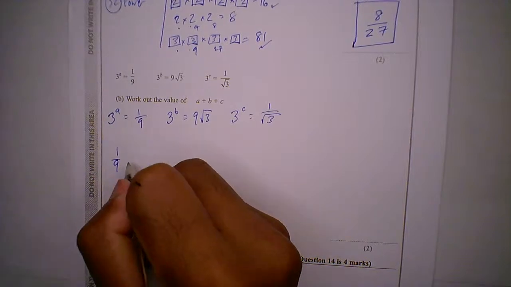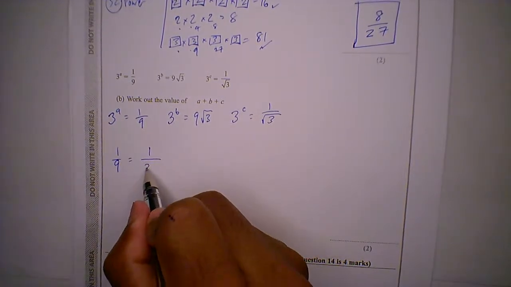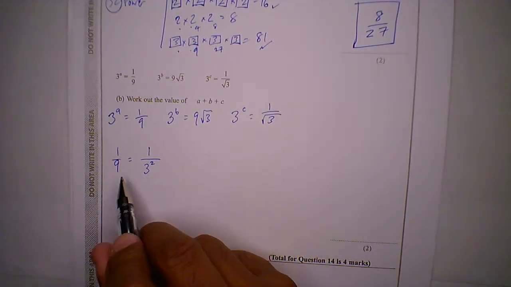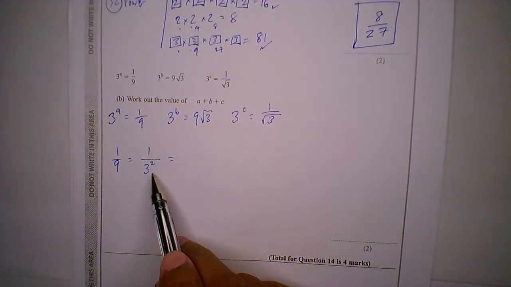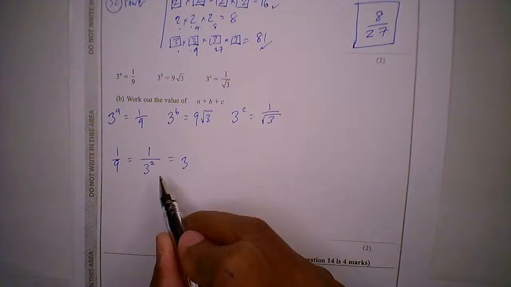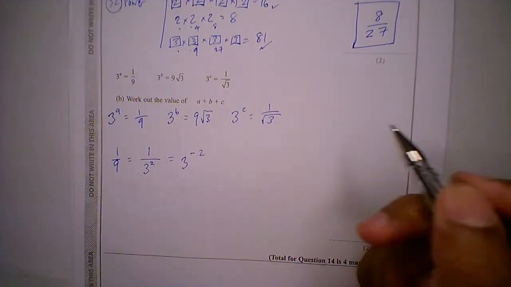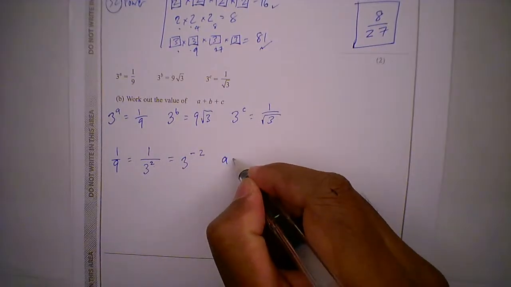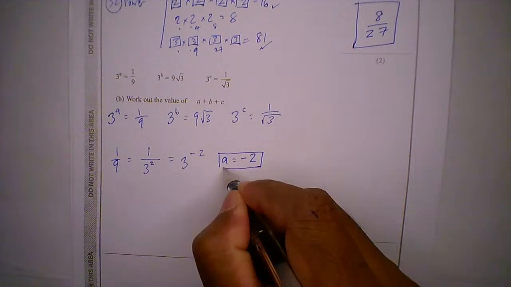So I'm just going to rewrite 1 over 9 for now. 1 over 9, if it's connected to 3, is 3 to the power something, 3 to the power 2. 3 times 3 is 9, 3 squared is 9. Now, remember, if it's at the bottom, it's like a reciprocal. So this I can rewrite as 3 to the power, it's at the bottom, so it's a negative 2. So I've got that now. So my a equals negative 2. Okay, so that's one part I've got.